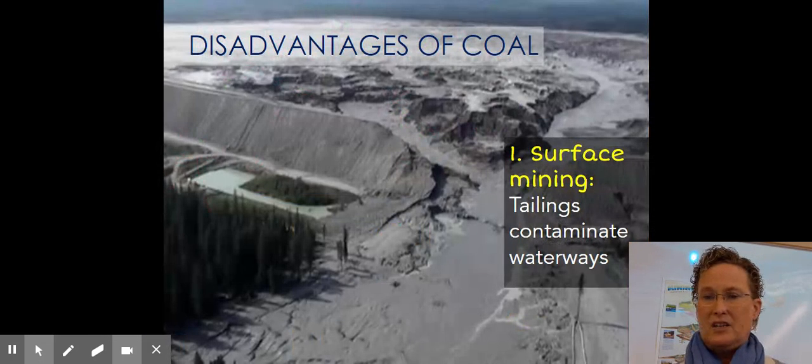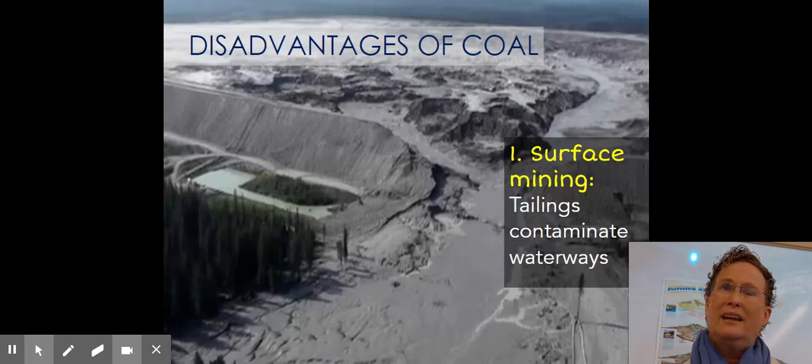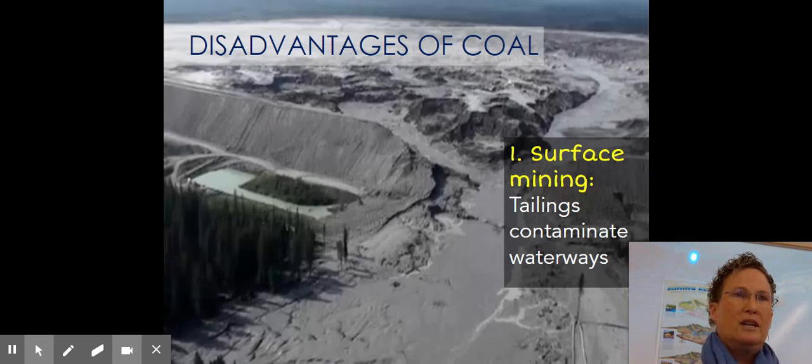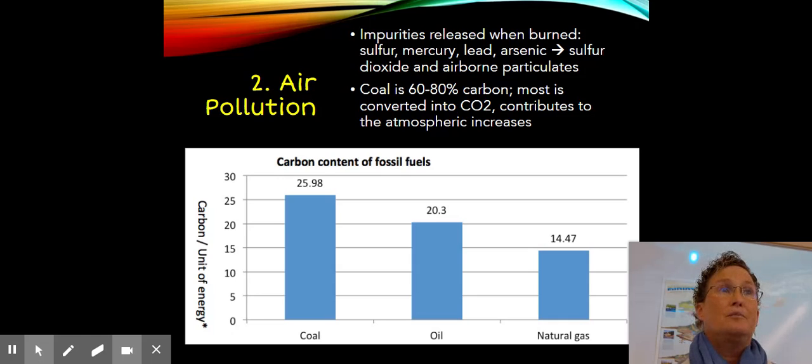So here are the disadvantages of coal, and they are big, and there's just no way around them. We really, for the environment, should get off coal. So with surface mining, there are tailings that contaminate waterways. The stuff that's left over from coal mining gets washed into waterways. Those are called tailings. There's lots of air pollution.